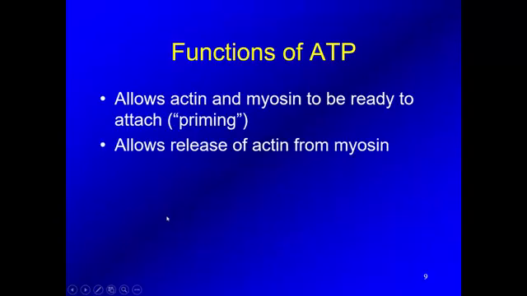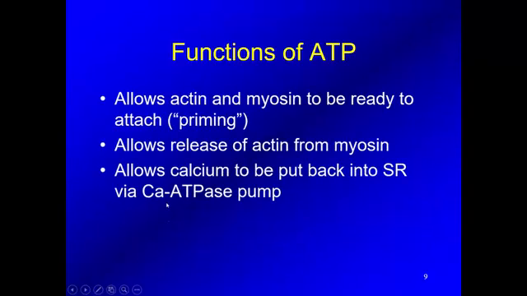Alright, you need ATP for three things in the muscle fiber. It allows the actin and myosin to be primed. So an ATP is bound to the myosin, and as soon as it binds to the actin, that ATP is used. So if there's no ATP there, the actin and myosin won't bind.